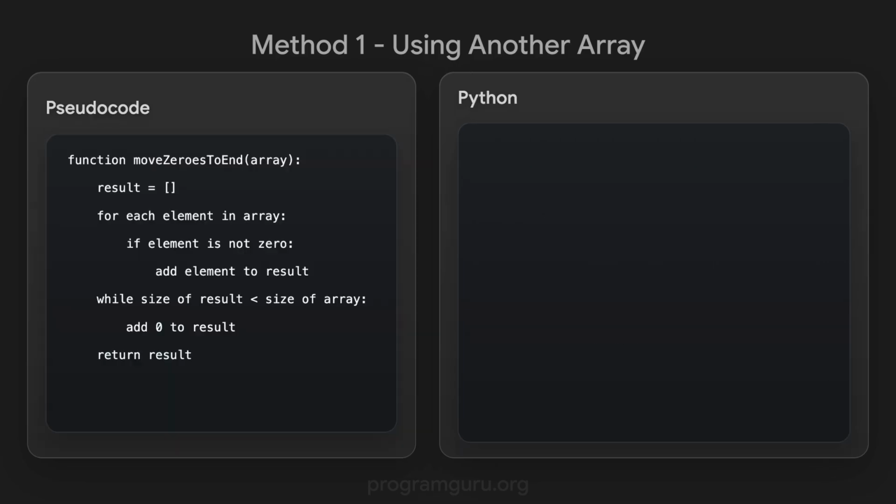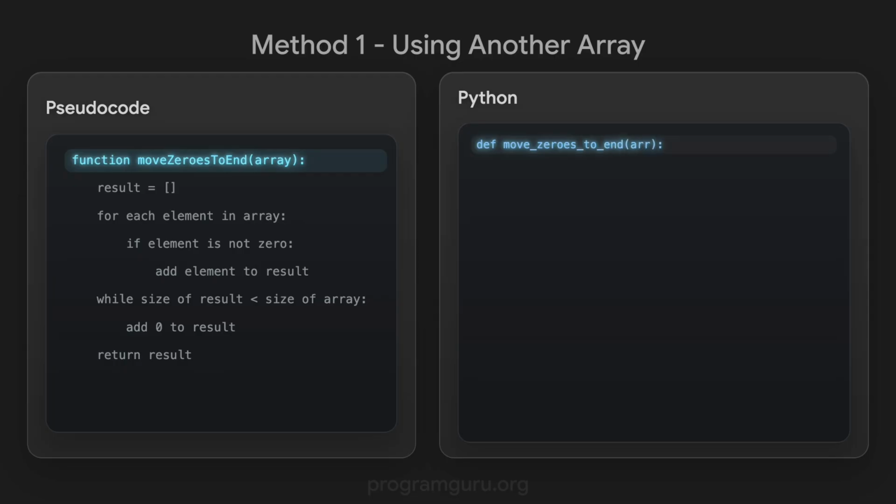Now we have the pseudocode on the left side. On the right side, we will write the actual code. We will convert this into Python, C, Java, and Go. Let us start with Python. First, we write the function definition. The input array is passed as argument to the function. Then we create an empty list called result.